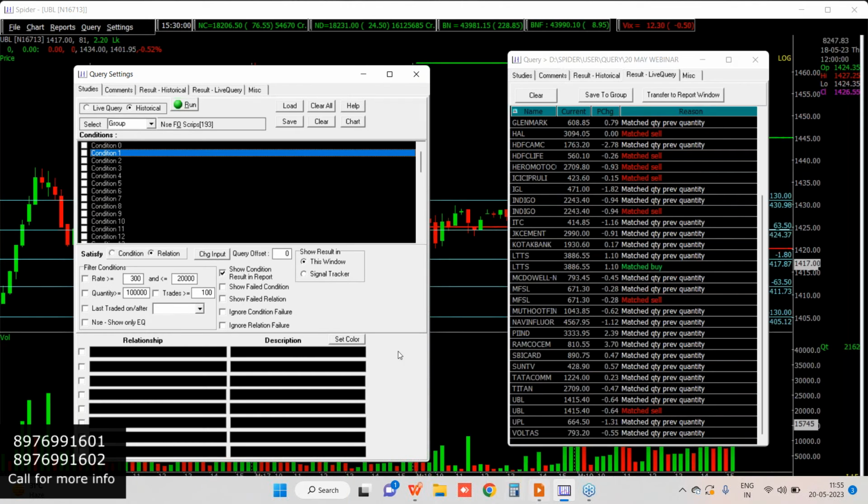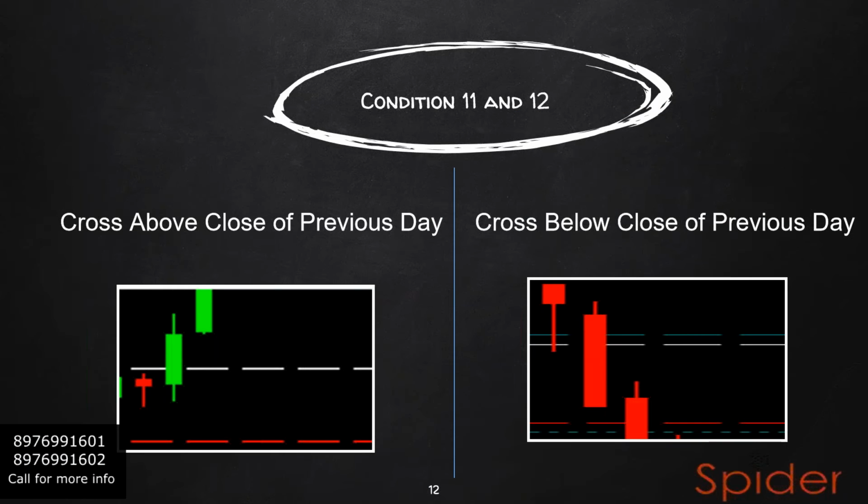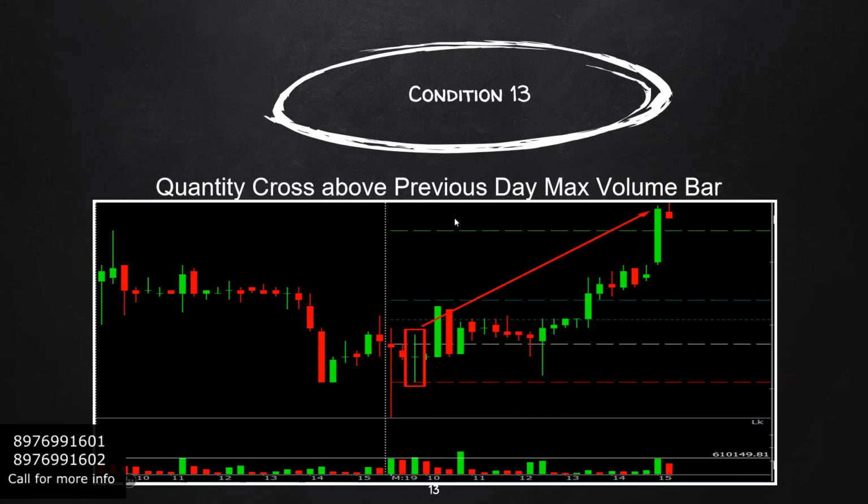Again, we'll come to the presentation, and again, an important part is coming over here. So listen carefully: quantity cross above previous day maximum volume bar. This is the difference from the previous time, because this time, if in today's 15-minute candle, any volume bar, not the candle, the 15-minute volume bar, is greater than any 15-minute volume bar of the previous day, it will give us a positive signal. Not a positive signal, but it will give us a candle that you have to keep on watch.